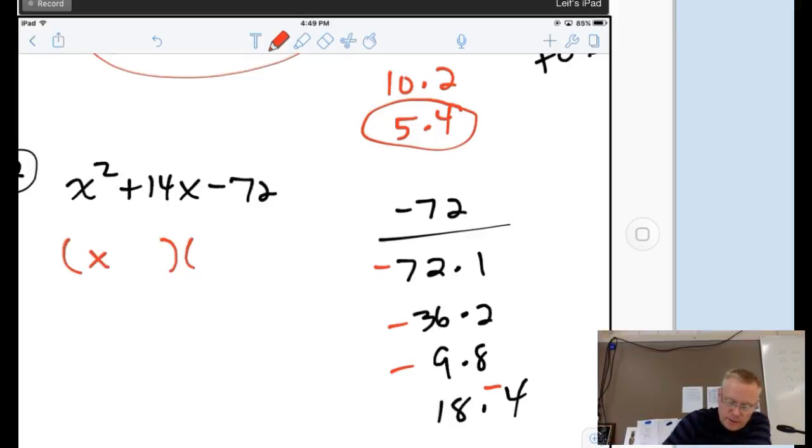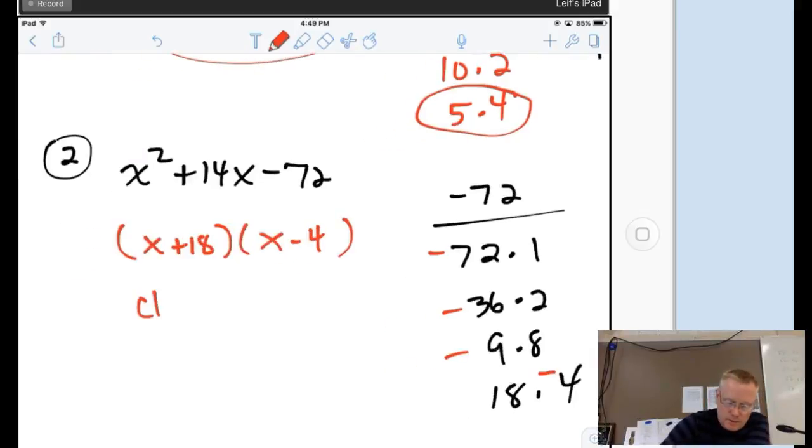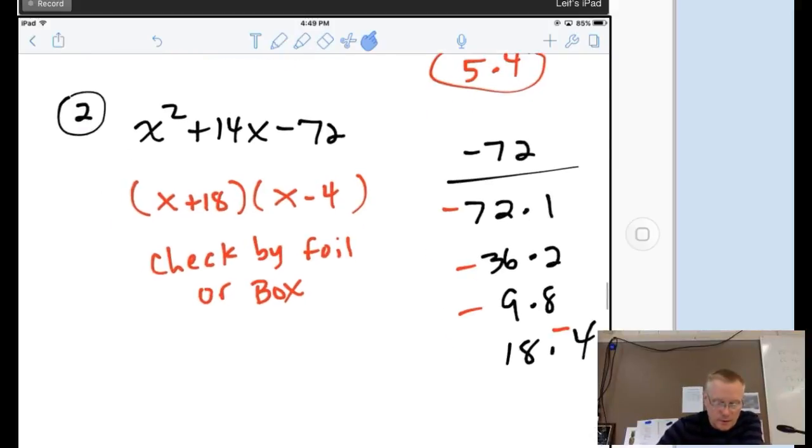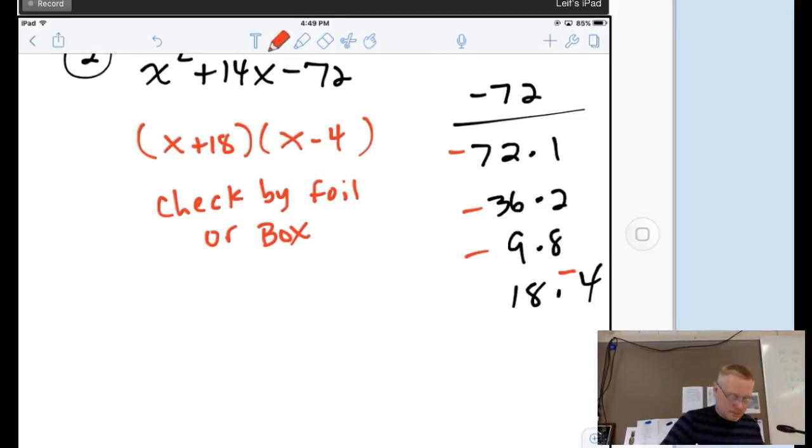Once again, I got x and x. In the parentheses now goes plus 18 and minus 4. Okay? And you could always check this by FOIL or box and see, do you get the original or not? If you multiply that out, x plus 18 times x minus 4, and you get something other than what you started with, you made a mistake and you should go back and check it. All right. Number 3.